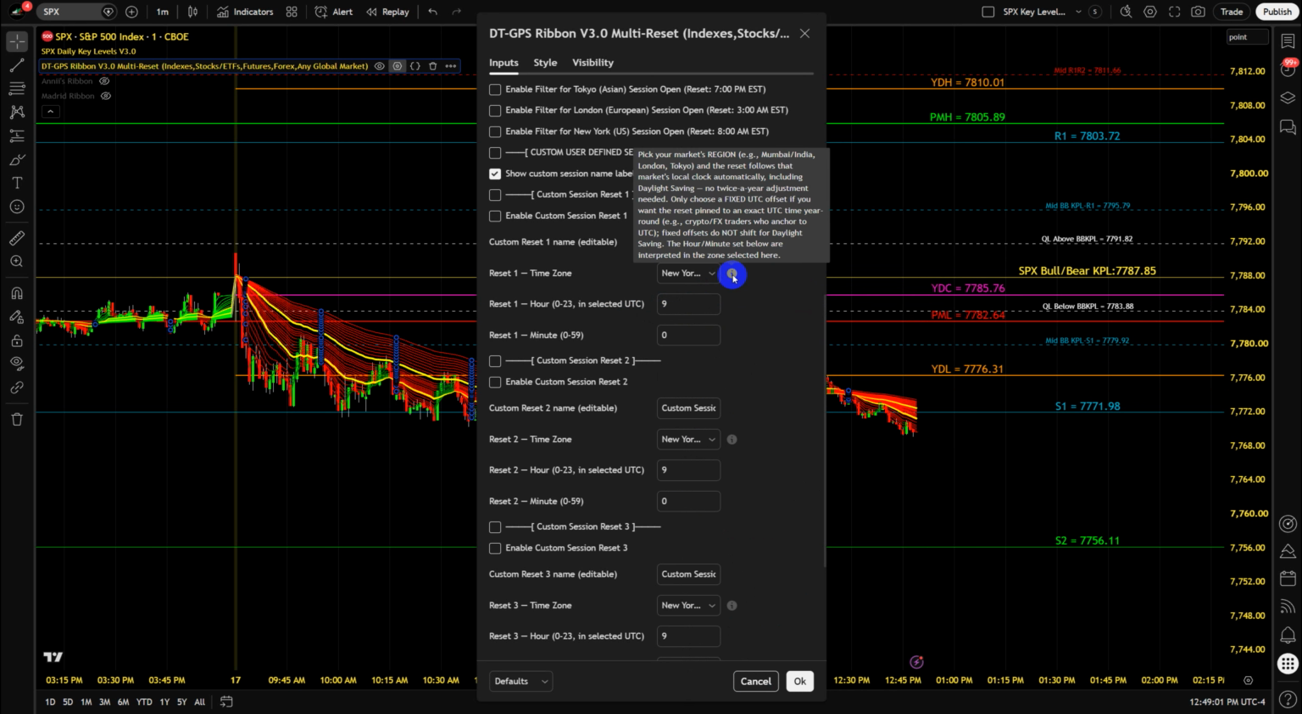So here, as an example in the tooltip, pick your market's region. For example, Mumbai, India, London, Tokyo. Reset follows that market's local clock automatically, including daylight saving. No twice a year adjustment needed. Only choose a fixed UTC offset if you want the reset pinned to the exact UTC time year round.